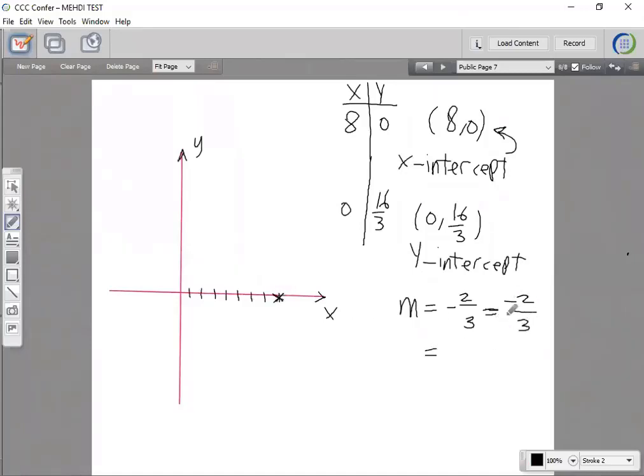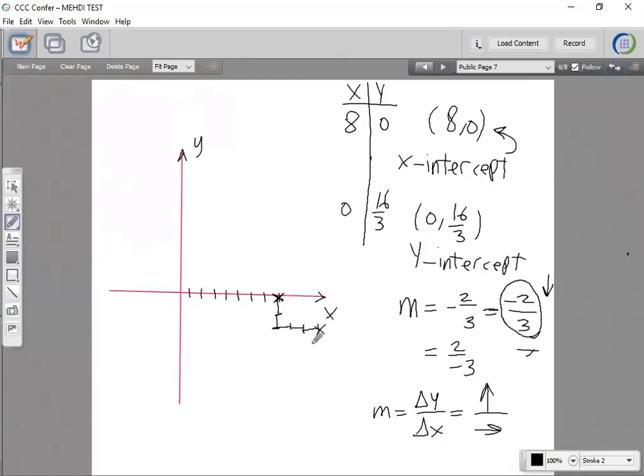So there are 2 ways we can look at the slope. We can either look at it as minus 2 over 3 or 2 over minus 3. Those mean the same thing. The slope is rise over run, change in y over change in x. So if I look at the slope being minus 2 over 3, it means from this point, if I go down 2 units and I go to the right 3 units, I get to another point on the line.